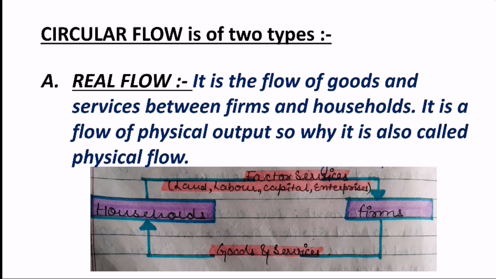Now circular flow can be divided into two parts: real flow and nominal flow. So real flow is a flow of goods and services between firms and households, right? Since it is a flow of goods and services, that is why it is also called physical flow, because physical output is circulated between firms and households. So here you can see households are providing factor services to the firm and firms are providing goods and services to households. So here we are only accounting goods and services, that is only physical output. That's why it is real flow or physical flow, right?